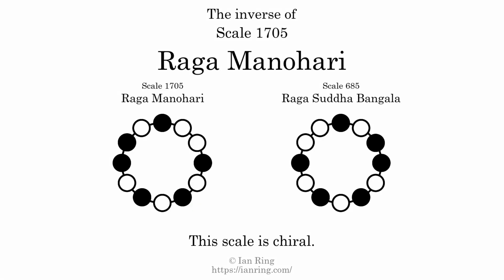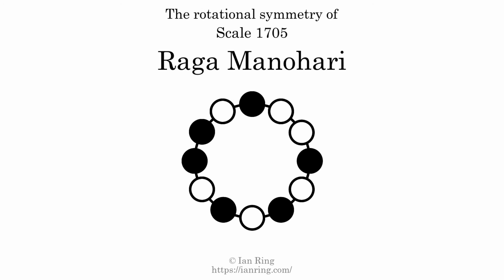The inverse of a scale is a mirror image. It is what you get when the sequence of intervals is reversed. The inverse of this scale is scale 685, also known as Raga Manohari. This scale is chiral. It cannot transform into its inverse by rotational transformation. This scale has no rotational symmetry.